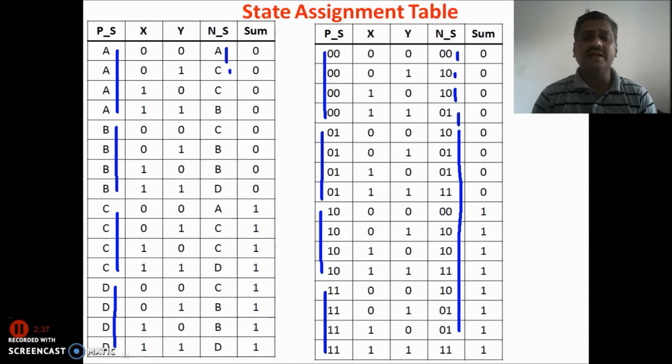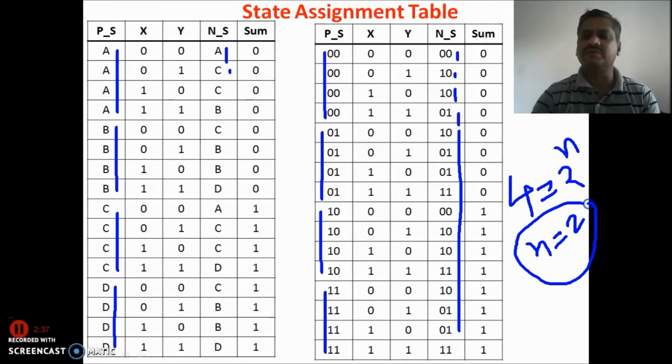Again here, we are also able to calculate the possible number of flip-flops required. We need 4 states, and that is equal to 2 raised to the power of small n, and this n will be 2. So in this case, we need 2 flip-flops for this particular design.